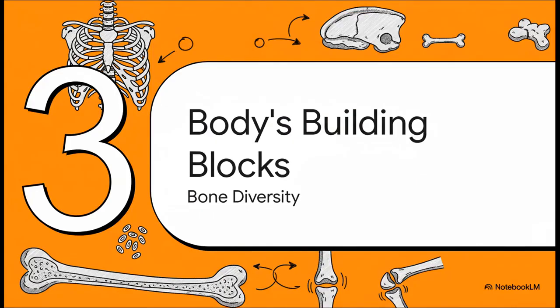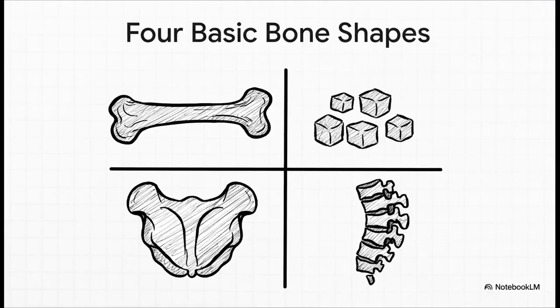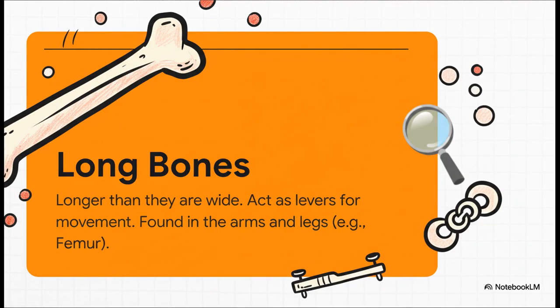Okay, so we've got this map of 206 bones. But here's the thing, they aren't all the same shape, far from it. So let's take a look at the four main shapes that bones come in, and you'll see how each one is perfectly designed for its specific job. We can pretty much classify most of the bones in your body into these four groups: long, short, flat, and irregular. And it all comes down to that old idea of form following function. The shape tells you the job. First up, we've got long bones.